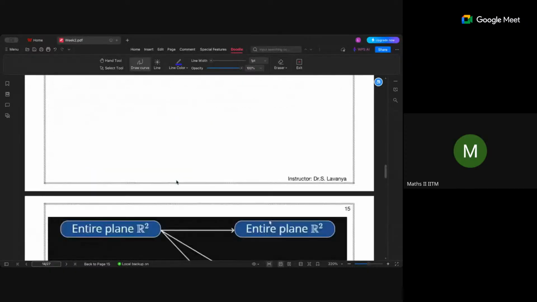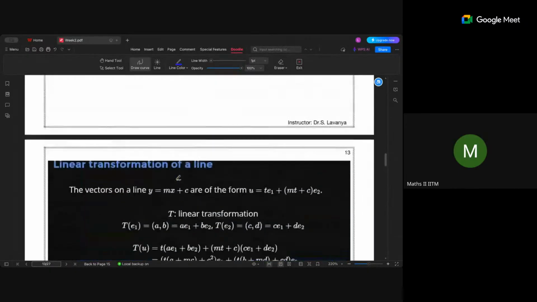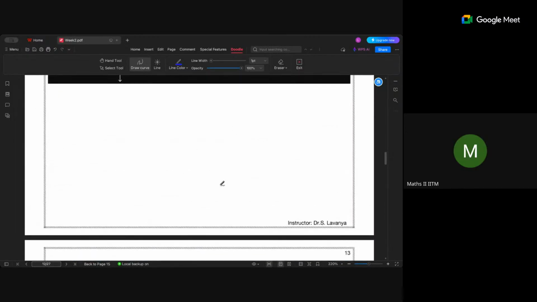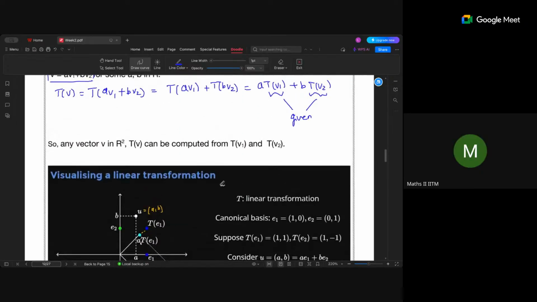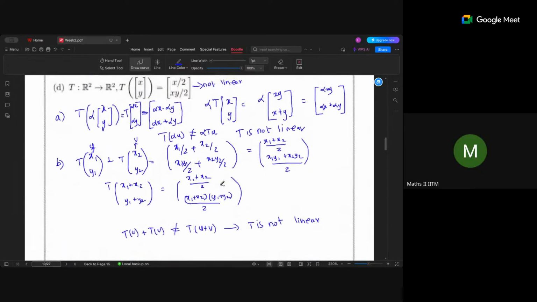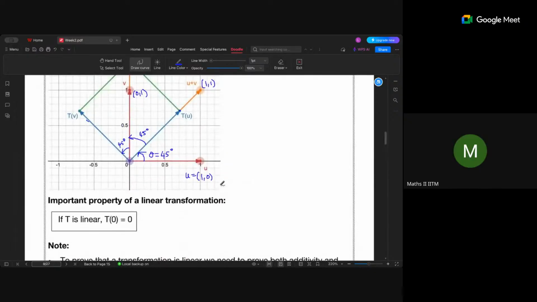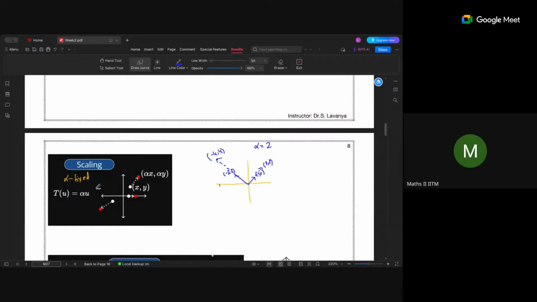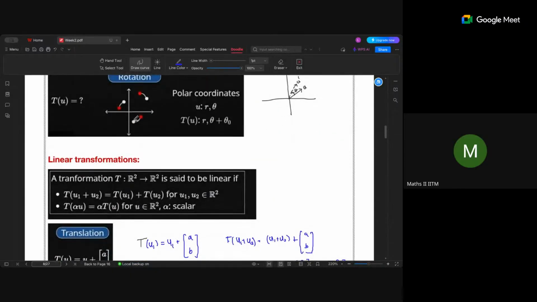Okay, so you have more concepts and more topics to learn, so let's not continue further. We have already seen quite a few topics today. Just a glimpse of the topics seen in week 2. Week 1 I have already covered. We looked at functions from R2 to R2. We saw three particular examples: the translation, the scaling, and the rotation. Out of these, what is important to us is which are linear transformations.